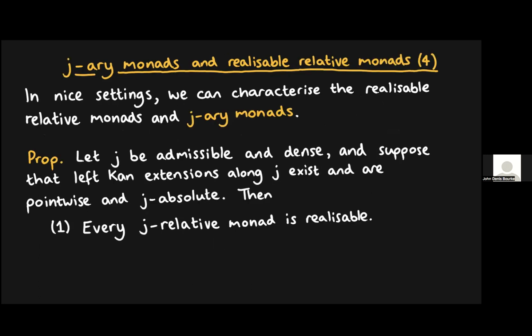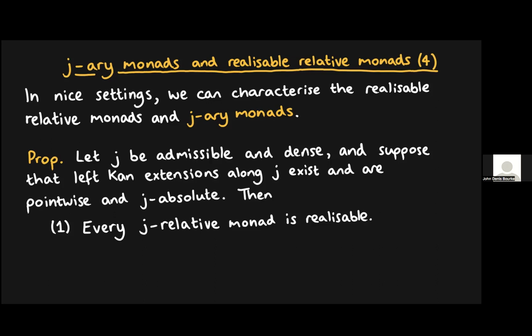So now we can characterize the J-ary monads in nice settings. We have a few more assumptions here. When I say admissible, it's really a smallness condition that I'm not going to define precisely, but it's satisfied, for instance, if the domain of J is small, but also in slightly more situations. The important thing is that we ask for J to be dense, and then we suppose that we have pointwise left Kan extensions along J, and that these Kan extensions are J absolute.